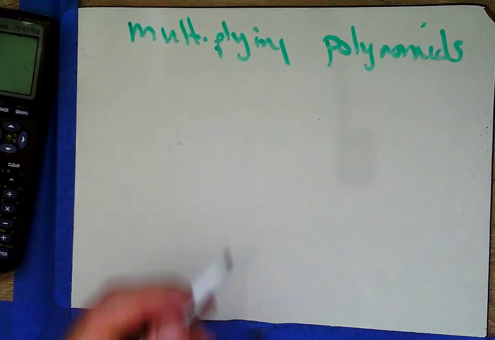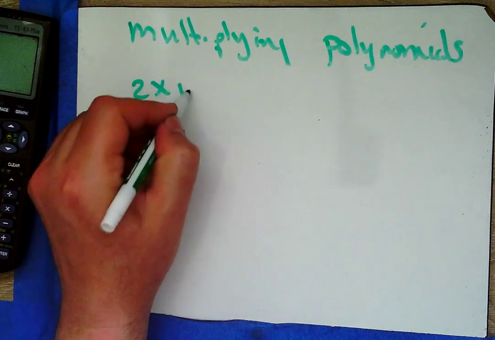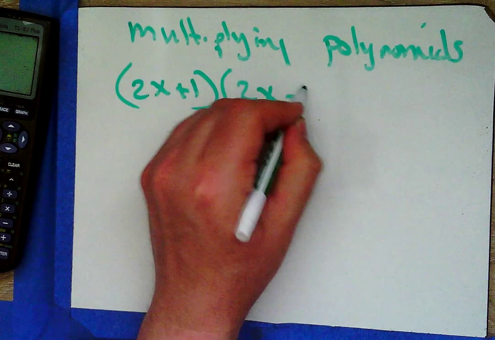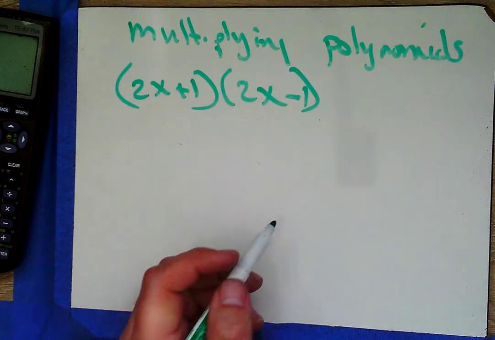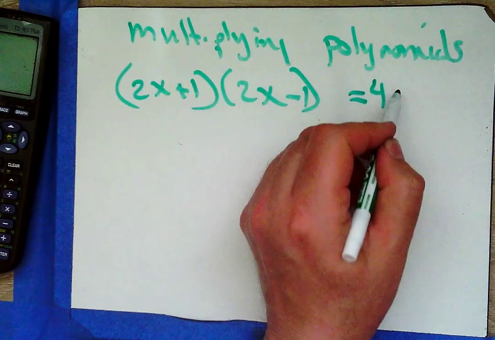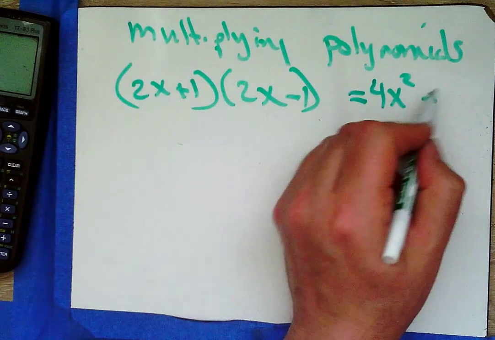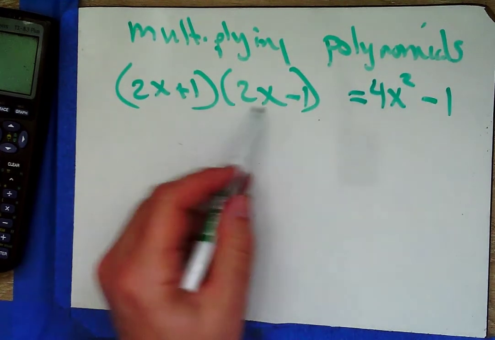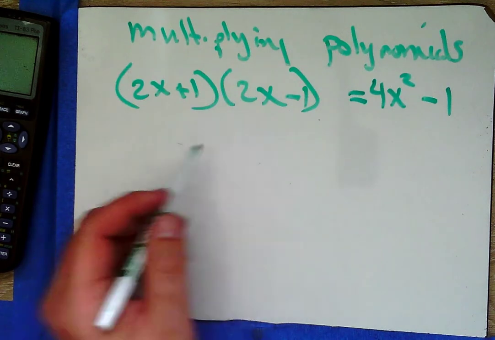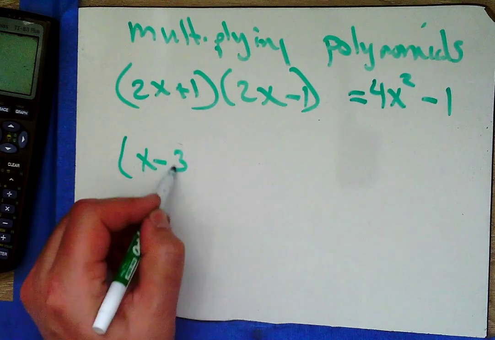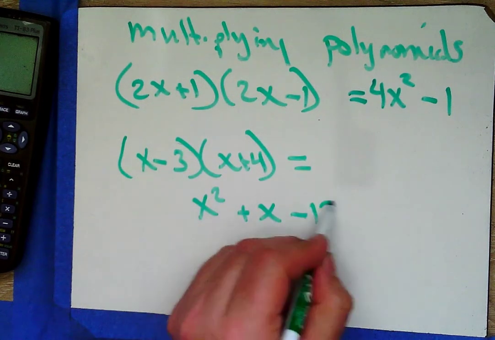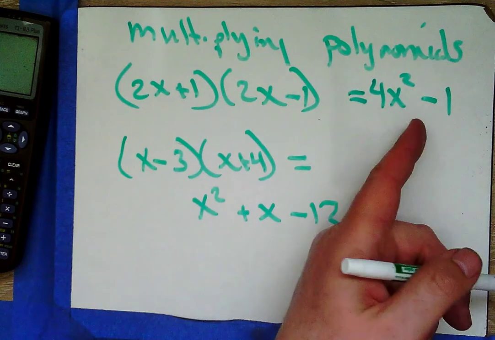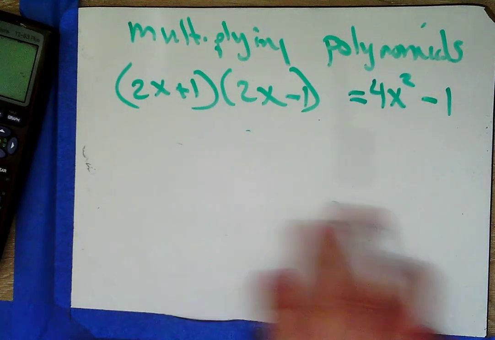All right, so how about this one? 2x plus 1, 2x minus 1. Please FOIL that out. Okay, welcome back. Hey, I noticed something strange here. 4x squared minus 1 is my answer. I thought when I multiplied two binomials together, I was always getting trinomials. You know, like when we had x minus 3 and x plus 4, we ended up with x squared plus x minus 12. 3 terms. Why am I only getting 2 terms here?